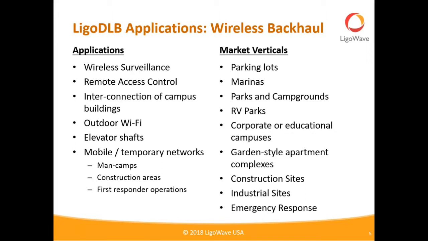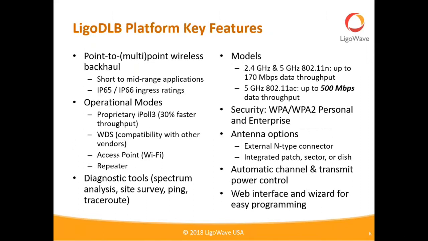operations, and so forth. So the kinds of verticals that we're in: parking lots, marinas, parks, campgrounds, RV parks, corporate and educational campuses, garden-style apartment complexes, construction, industrial, and emergency response. So pretty much anywhere where you need wireless backhaul, that's where we provide service, and you can do that very easily with our line of LigoDLB products.